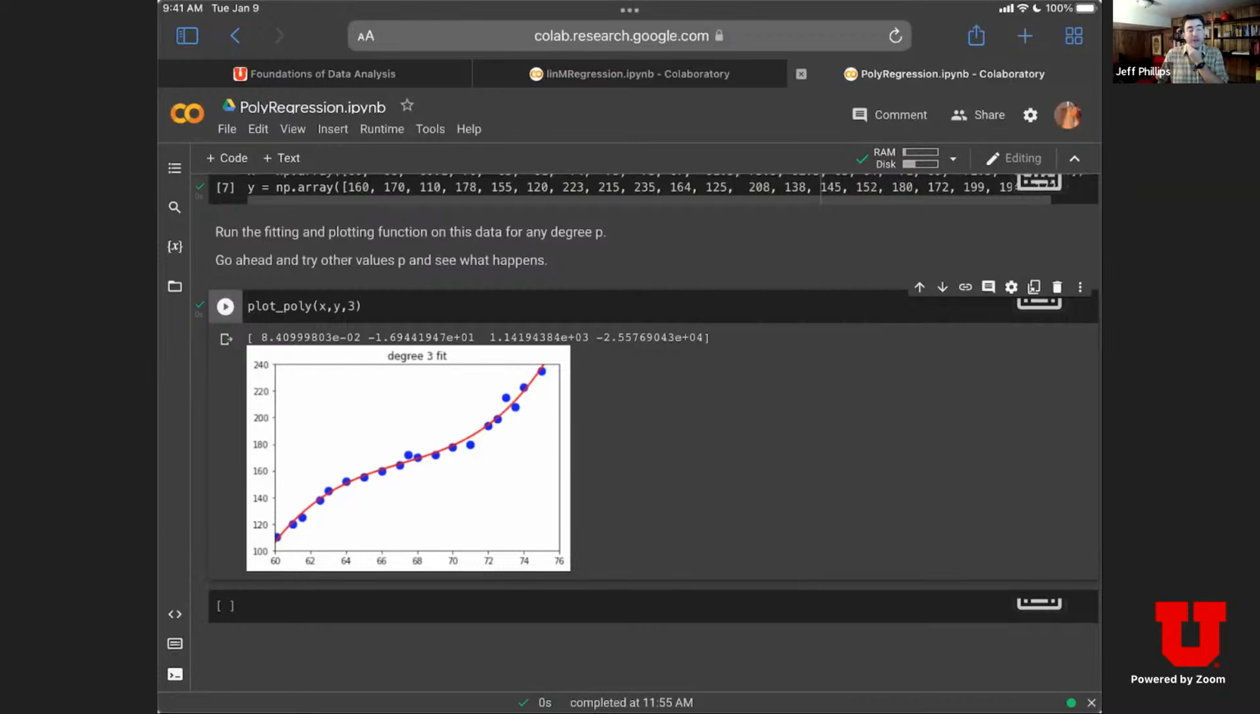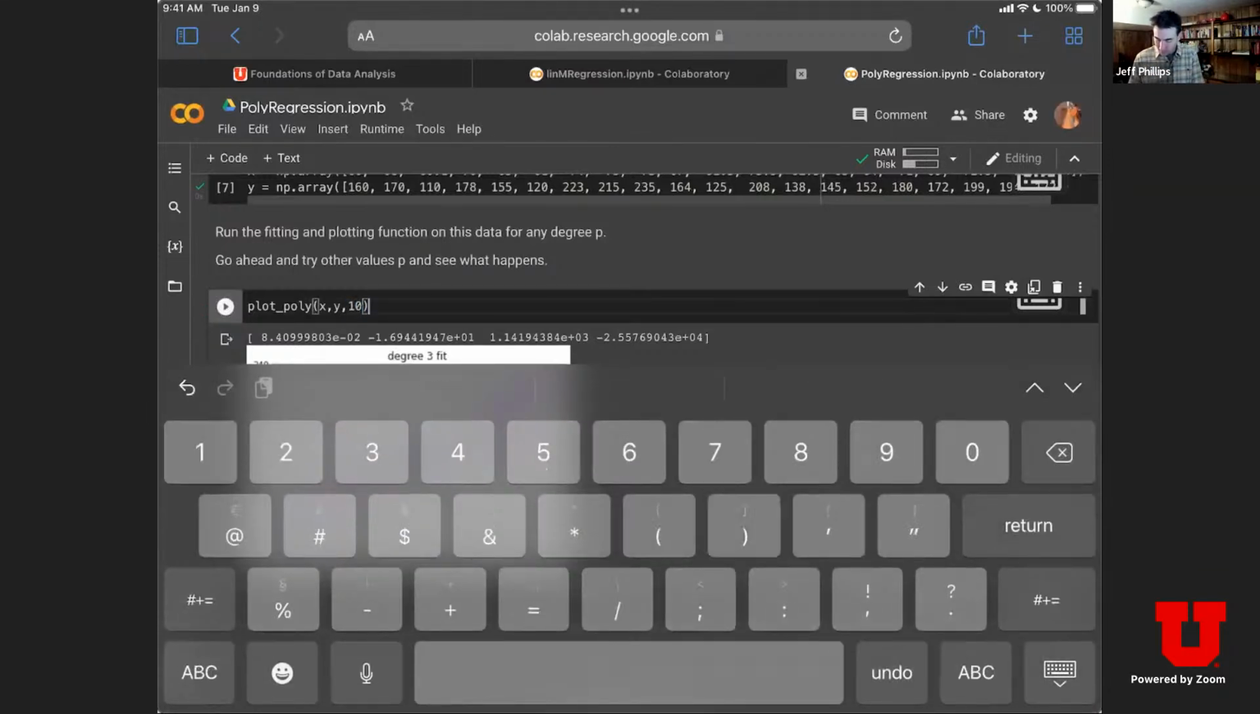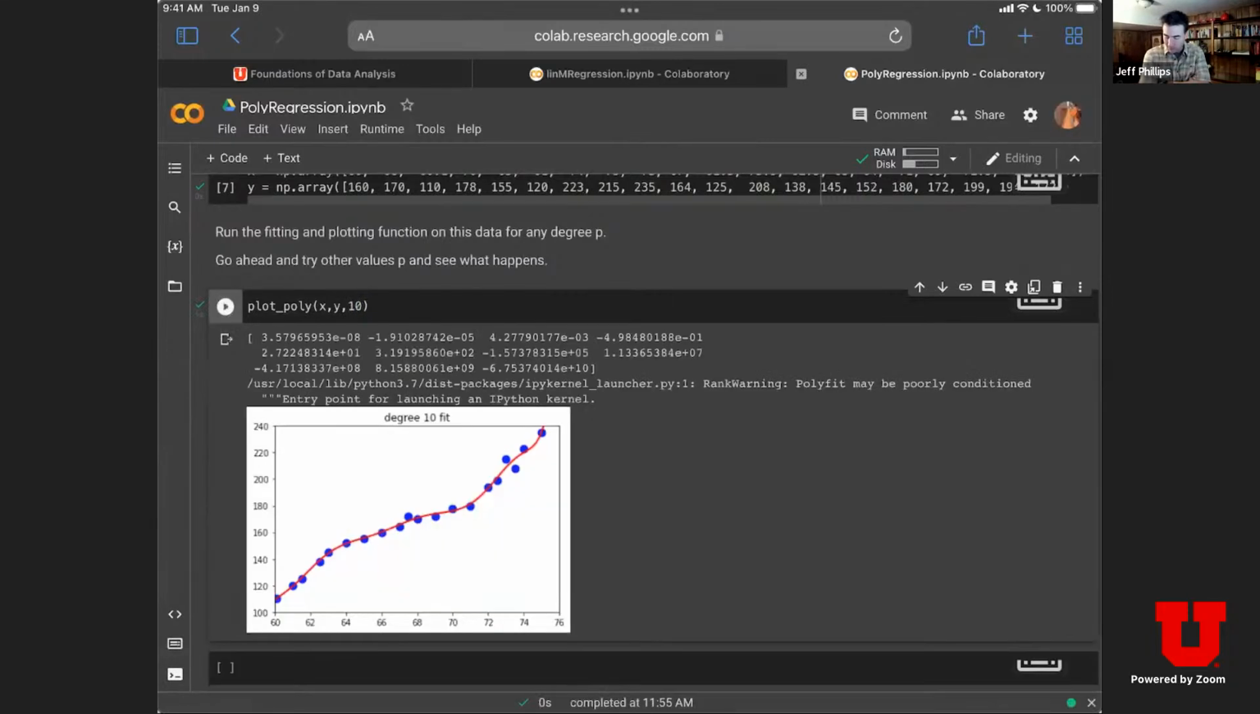So if I have a good fit with degree 3 and a good fit with degree 4, what's the right thing to do? That's something we'll talk about next week on Tuesday: how do I decide what a good fit is? If I go up to something crazy like a 10-degree polynomial, a couple of things happen.